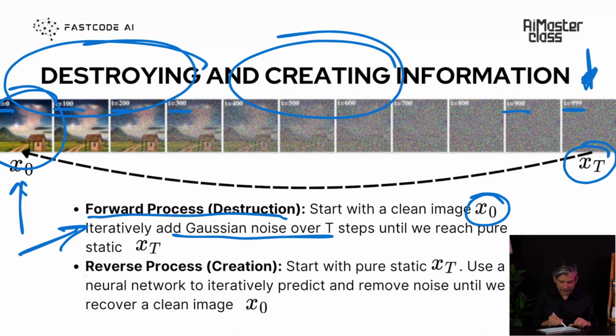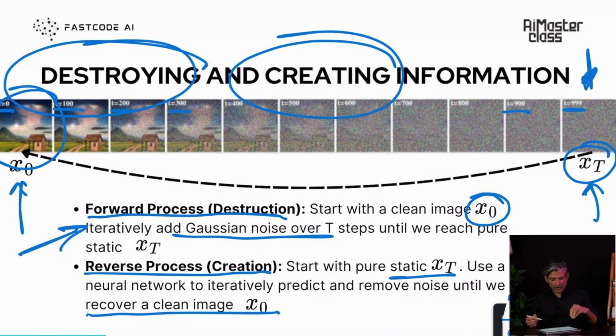And this reverse process, this creation, this is what we are interested in, right? Because what we want to do is we want to start with that pure static, with that x of t. And for example, in a VAE we start with noise, in a GAN we start with noise, in a diffusion model also we want to start with this and use a neural network to iteratively predict and remove noise until we recover this clean image x₀. So you see where we are going with this? We say, okay, we want to learn how to denoise the image. So we get a neural network to learn how to remove the noise. Of course, we'll go through details, we'll even cover code, but that is the intuition.